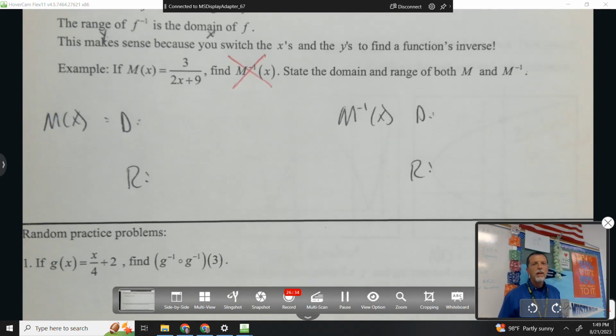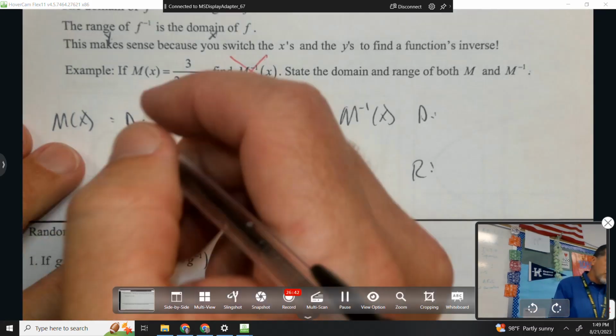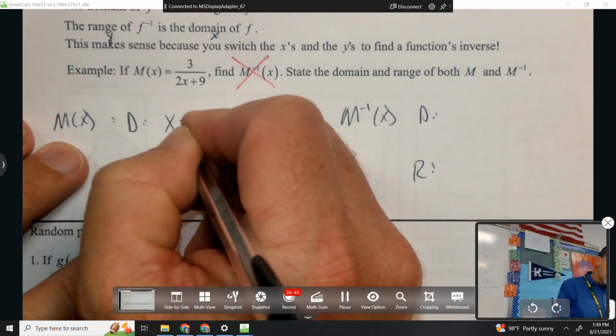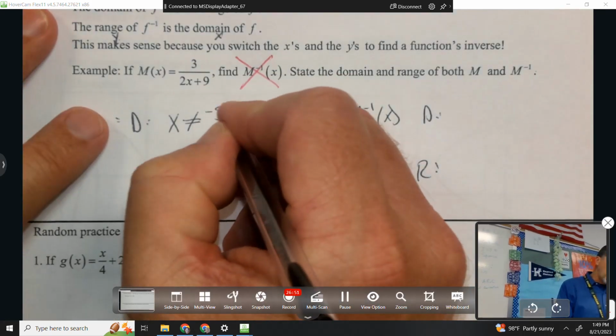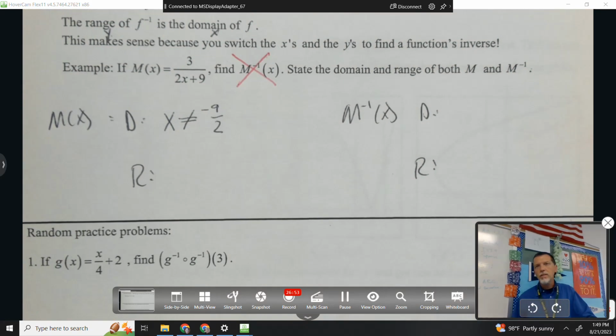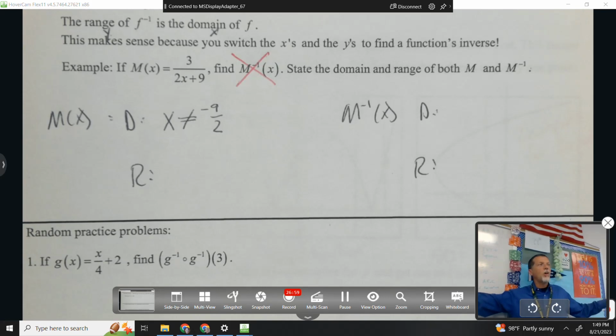All right, I contend the domain isn't too bad for m. What do you think? What can't x be? -9/2 or -4.5, because that would be dividing by 0, and we can't do that. So we got this big set of x values. In fact, all of them except for one thing.